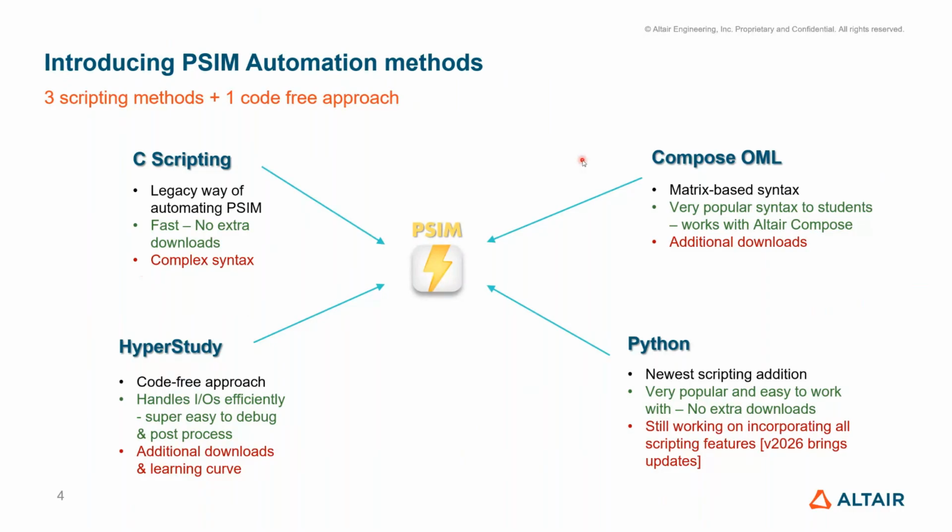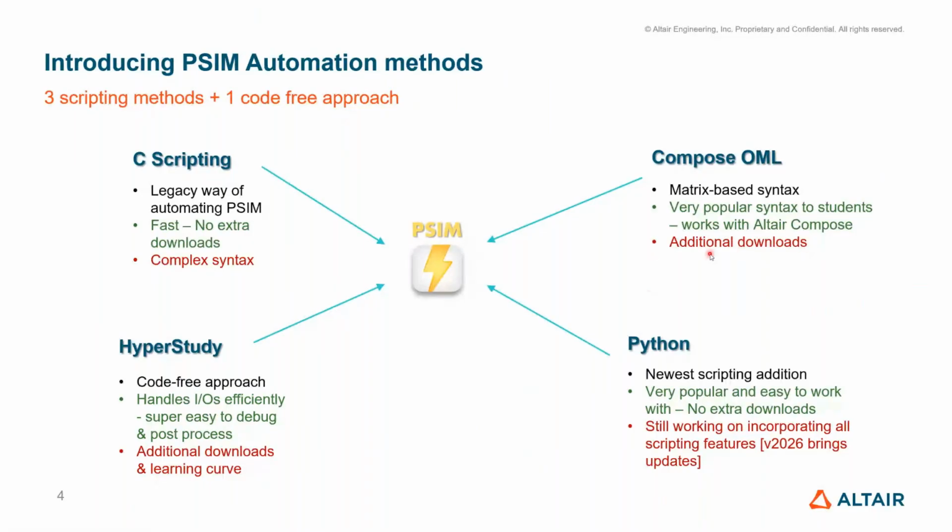And one very common one is MATLAB. Altair offers its own matrix-based syntax language, which is called OML. And basically, it comes with the environment of Compose. That means that you have to download the Altair tool called Compose, and there you can script with a matrix-based syntax. If you are familiar with MATLAB or Octave, this will be very, very easy for you. But the drawback is that you still have to download an additional tool.